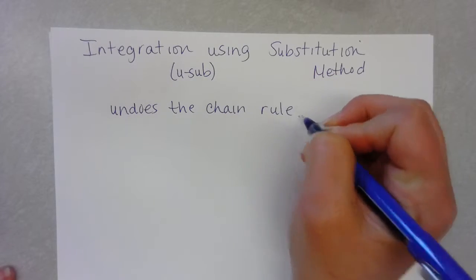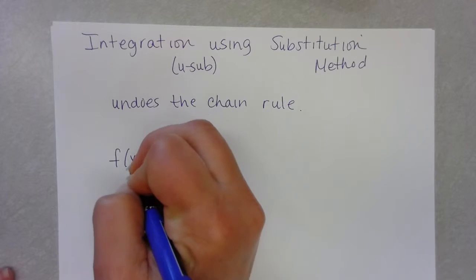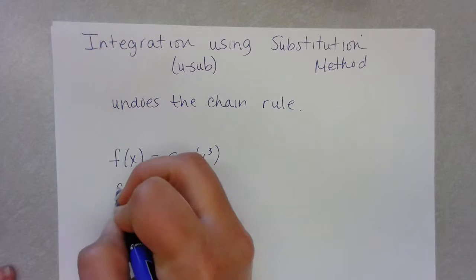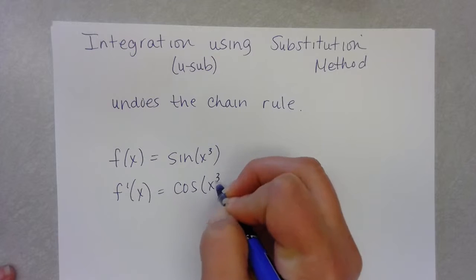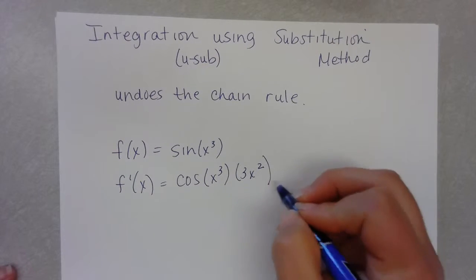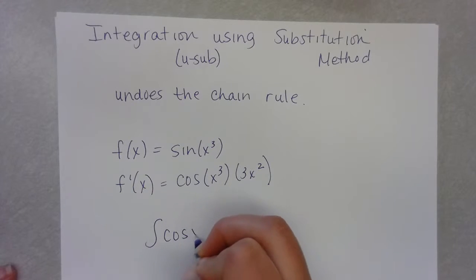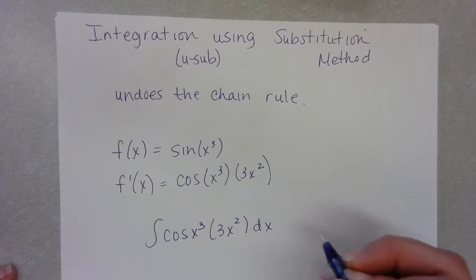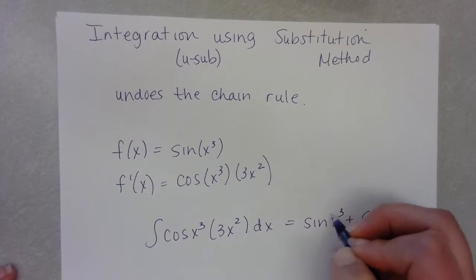Okay, so let's just use the chain rule a couple times. So what if f of x is equal to the sine of x cubed? So that would give me f prime of x is equal to cosine of x cubed times 3x squared. Okay, so what that means for us is that the integral of cosine of x cubed times 3x squared dx is equal to the sine of x cubed plus c.